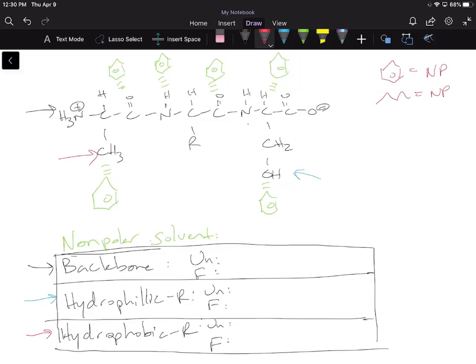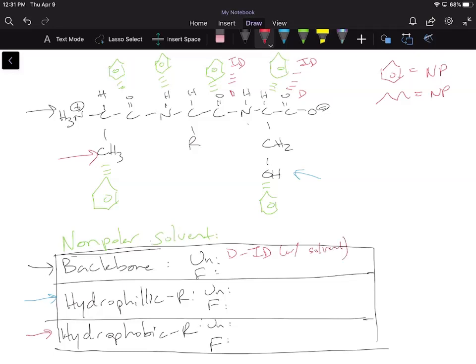So in this case, with the backbone, we said that the backbone is polar. So polar regions can make dipoles. And whenever something is nonpolar, the only thing it can make is an induced dipole. So the interaction being made between the benzene ring and the backbone is dipole-induced dipole interactions. So we're going to say this is dipole-induced dipole interactions with solvents.